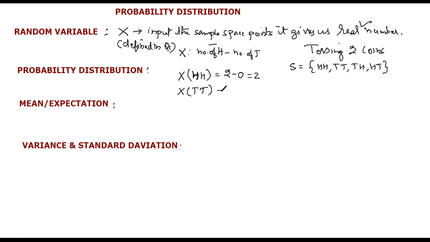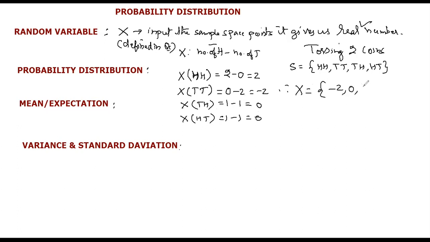So tail and tail. How many heads are here? 0. Number of tails are 2. So we get -2. Then the variable X when tail, head: how many heads are here? 1. How many tails are here? 1. 1 minus 1 is 0. And when you have head, tail, then also 1 minus 1, 0. So therefore the random variable assigns the values -2, 0 and 2. So this is called the random variable.